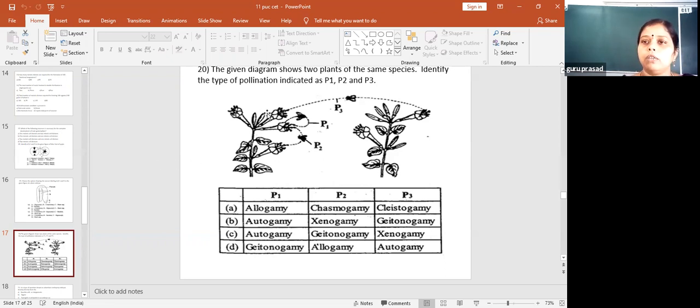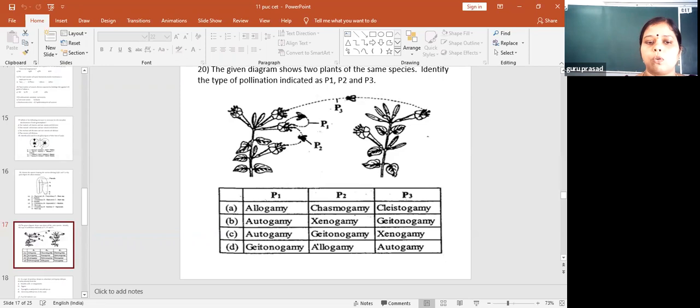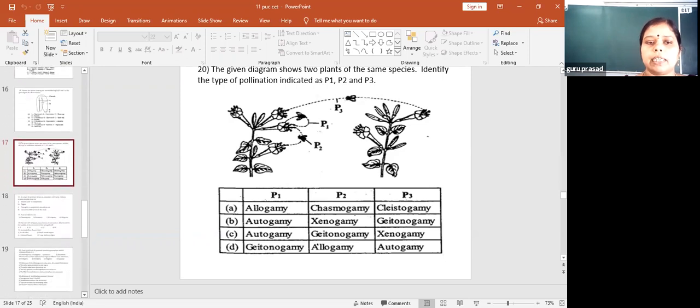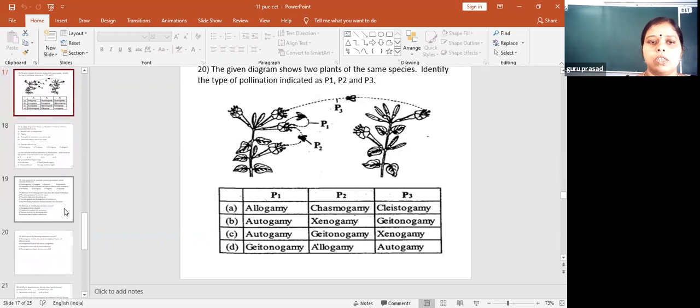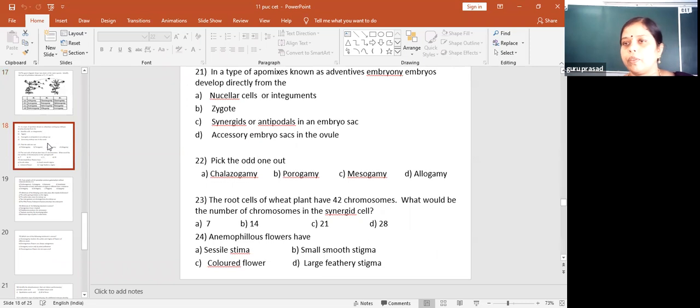So and totally flowers are also different, plants are also different, then it is said to be xenogamy. Okay, so which is the correct option? Option 3. Clear? Like this type of questions will also appear in your CT or NEET examination. See whether it may be CT or NEET or any competitive exams, analysis should be similar. Okay, if your analysis is correct, if you know the concepts very clearly, then you will easily score marks in biology. Okay, next question number 21.